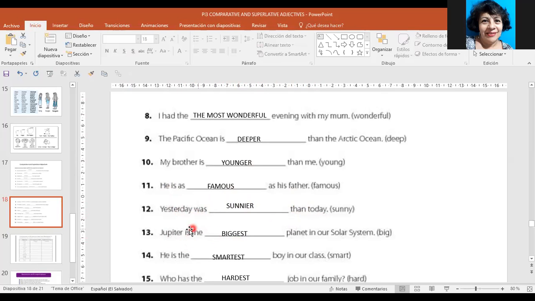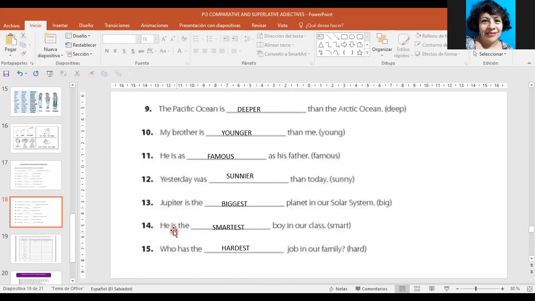Jupiter is the. This is a superlative. So big, biggest. Jupiter is the biggest planet in our solar system. So he is the, when I see the, superlative. He is the smartest boy in our class. Who has the? So this is a superlative. Who has the hardest job in our family? Right? I'm asking, who has the hardest job in our family? The one that doesn't have comparison. So it's a superlative.